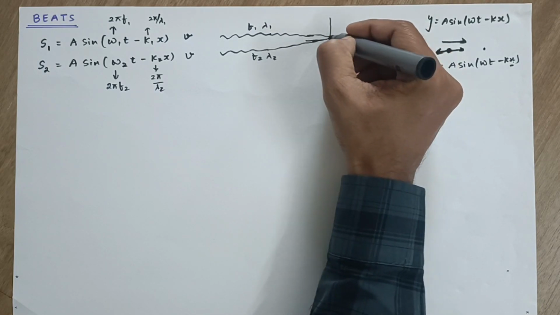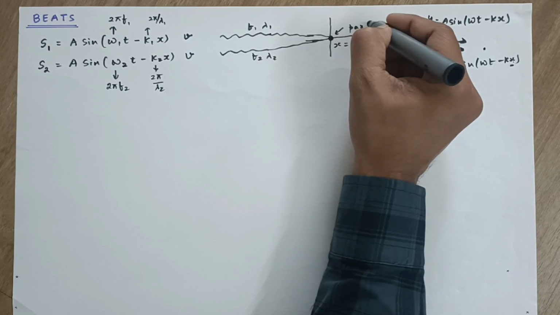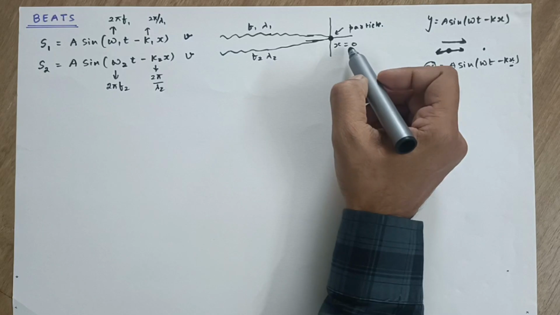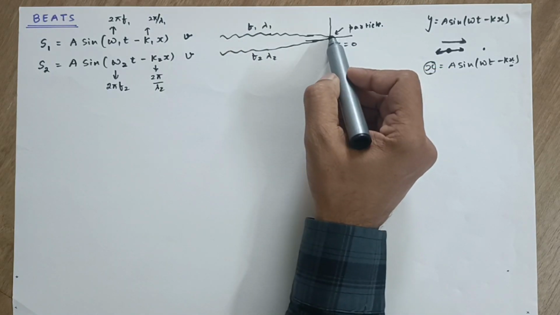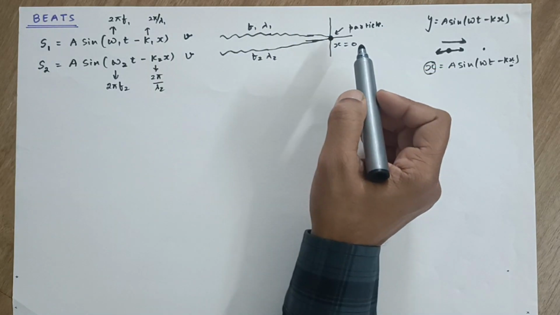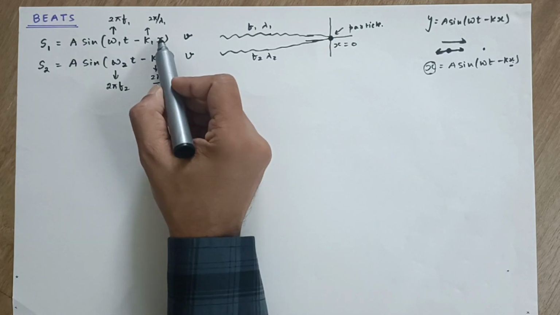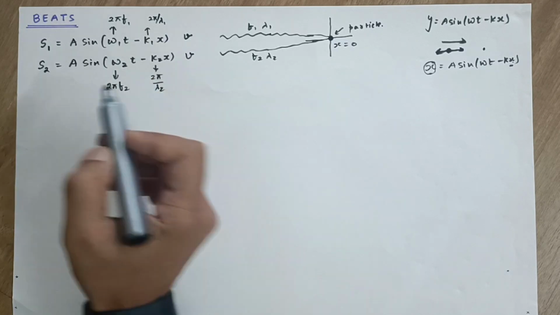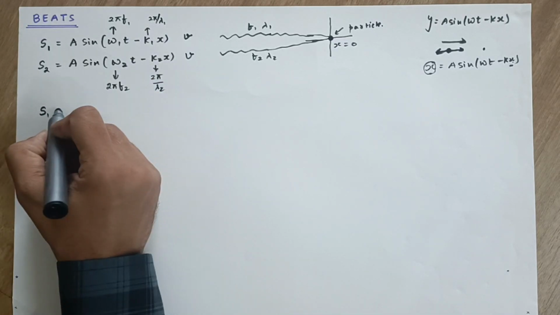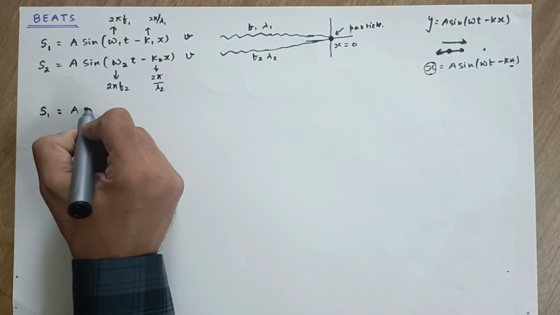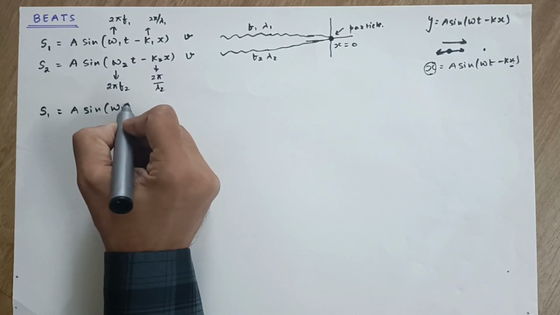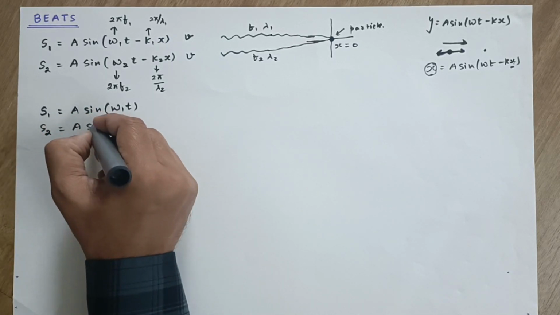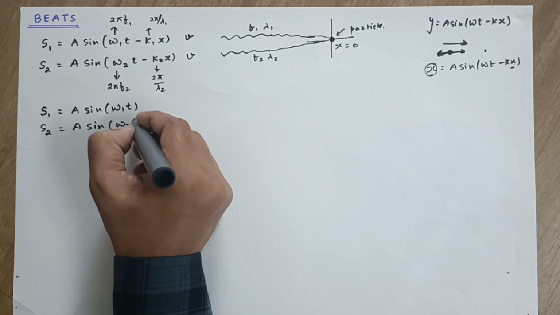So there is this particle of the medium which is located at the origin. These two waves are meeting here. So our task becomes very simple. I'm simply going to substitute x as 0 here. So our displacement s1 will become A sine omega 1t, and the displacement s2 becomes A sine omega 2t.